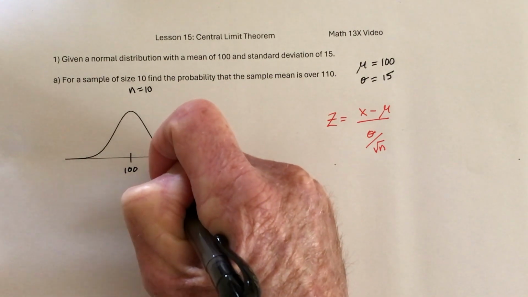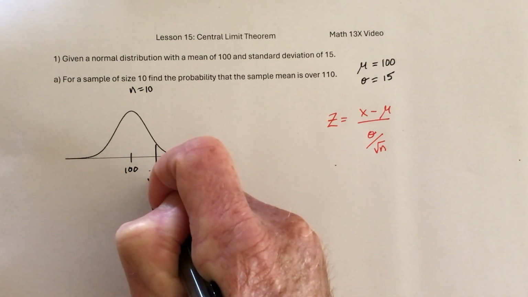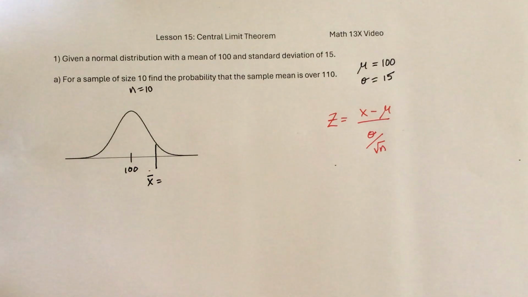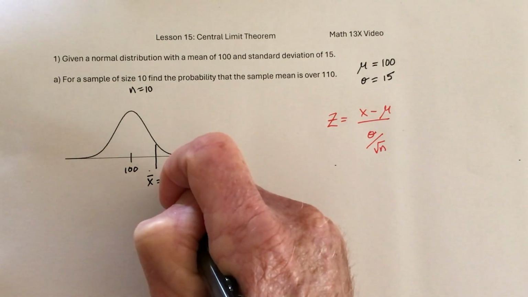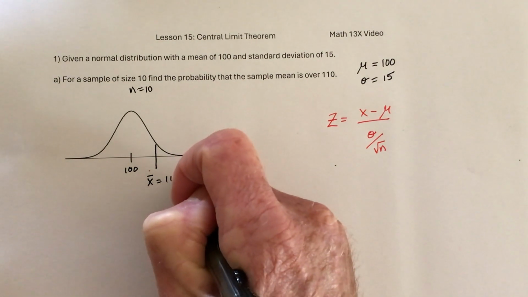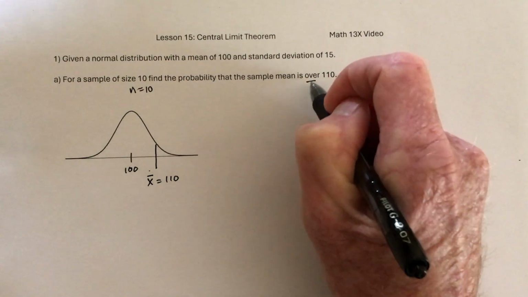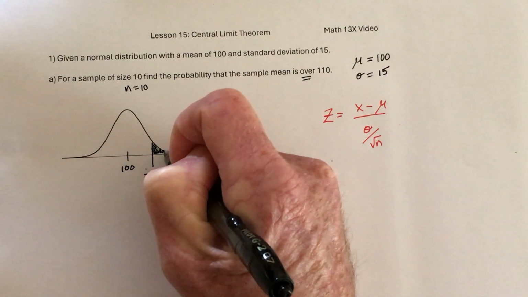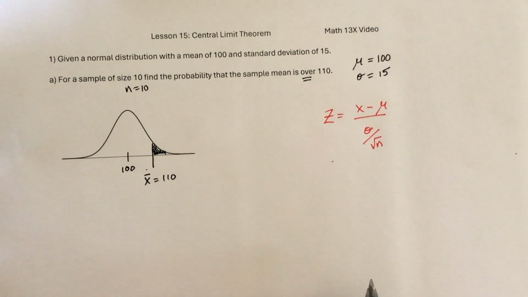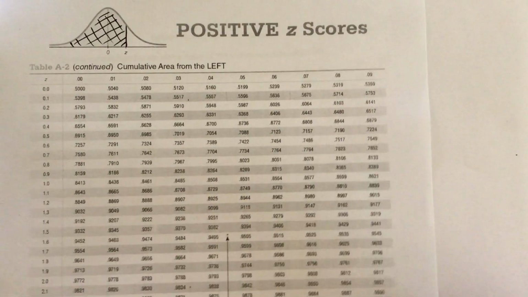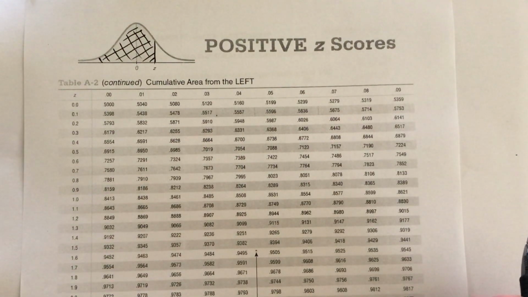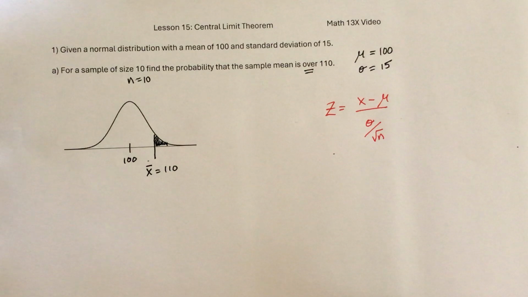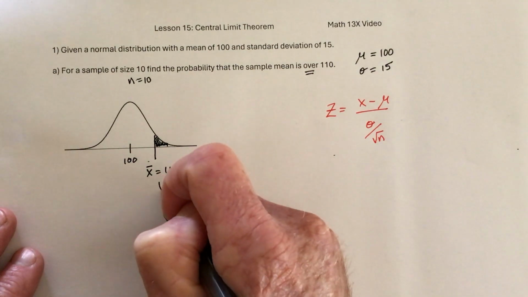So 110 would be right here, and I usually write x equals, but this is the average for those 10 people. And then this is the line where it's equal to 110, and then this is saying over, so that means shade to the right. And I'm going to do it one time with the formula and the table, and then use the calculator after that. So using the formula, it goes like this.